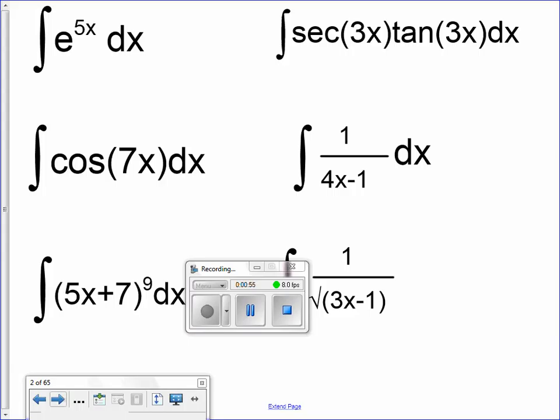When all you're missing is a constant for du, like in this one, what constant are you missing? 5. So what are you going to have on the outside? 1/5. And then you can just write it out. You know that the antiderivative of e to the u, as long as you have du, is e to the u. So with all these, you're just missing a constant.